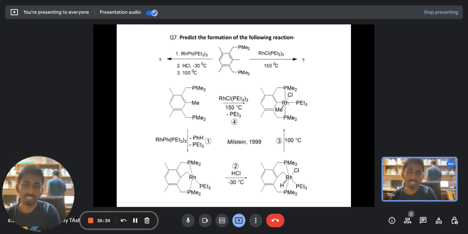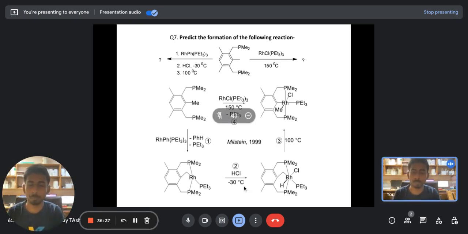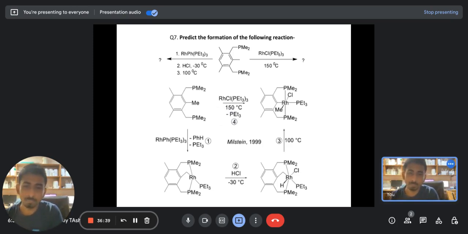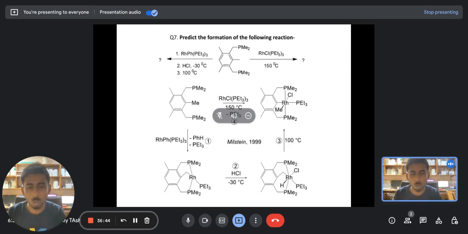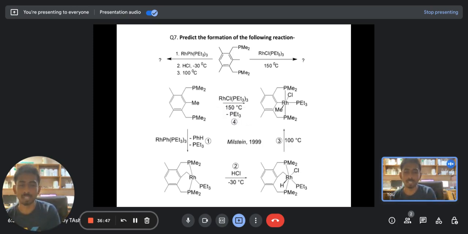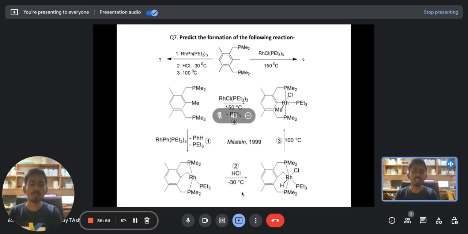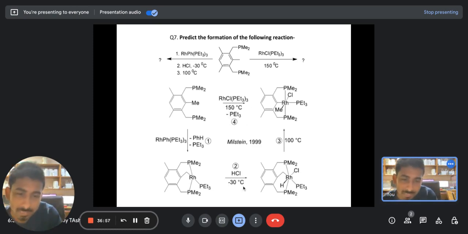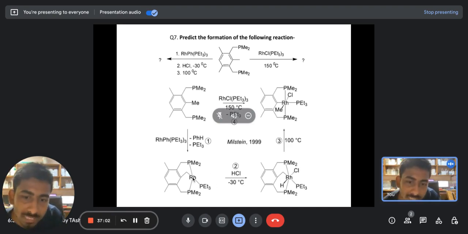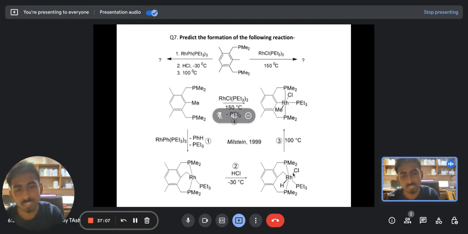Now, when this compound is treated with HCl at a comparatively lower temperature at minus 30 degrees Celsius, what happens in this case? I have already discussed the fact that oxidative addition of polar moieties happens in a trans manner, and oxidative addition of less polar or non-polar moieties happens in a cis manner. Now, in this case, since HCl is a polar molecule, it contains a polar bond, this HCl gets oxidatively added in the rhodium 1 center. That's why we are having a rhodium 3 center, where hydride and Cl are trans to one another and all the groups are the same.